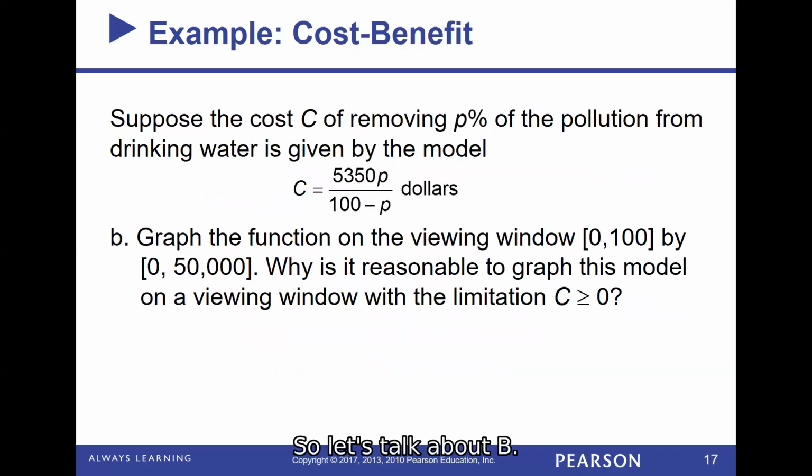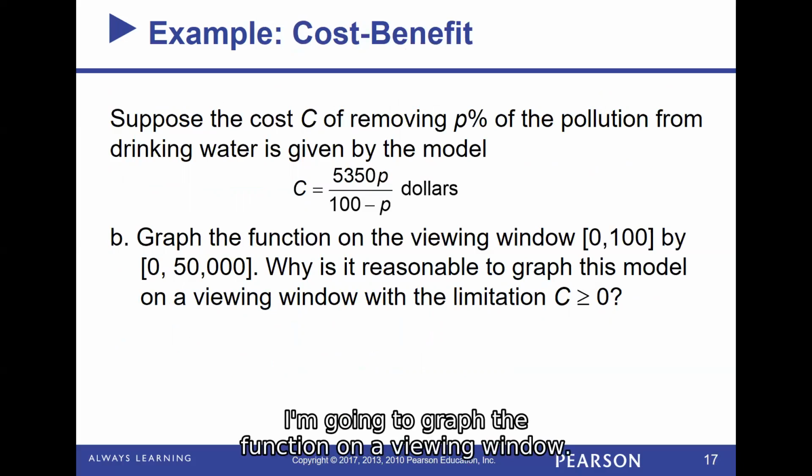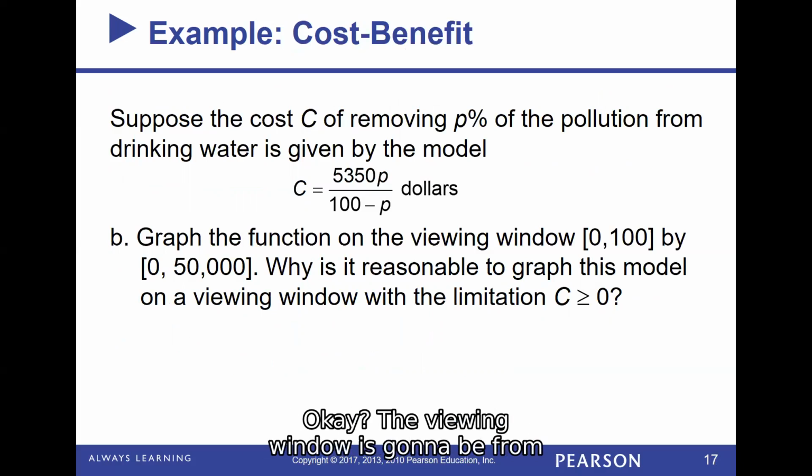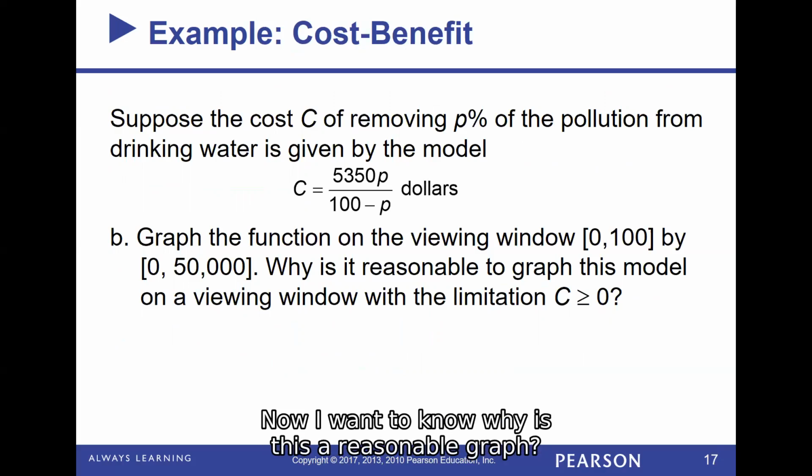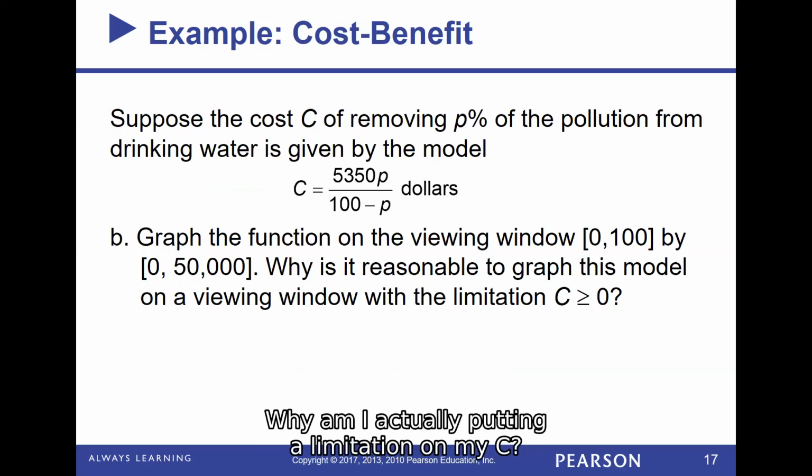So let's talk about B. I'm going to graph the function on a viewing window. The viewing window is going to be from 0 to 100 by 0 to 5,000. Now I want to know, why is this a reasonable graph? And why am I actually putting a limitation on my C?